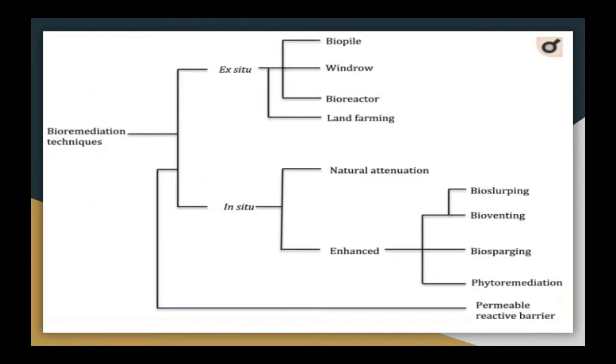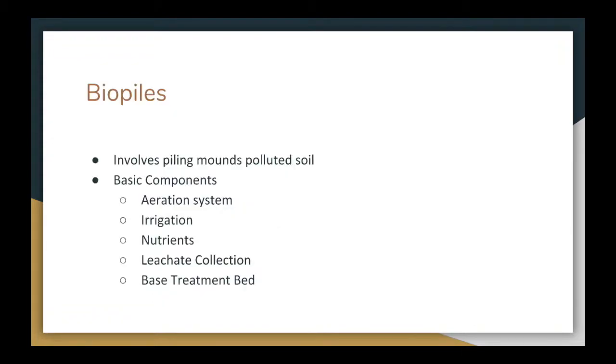As you can see in the figure, bioremediation is broken down into two main ways, ex situ and in situ. Ex situ means that contaminated material is removed from the site and remediated elsewhere. In situ remediation is when a method is introduced to the environment where the contamination is. The ex situ methods pictured here are biopiles, windrows, bioreactors, and land farming. The in situ methods pictured above are natural attenuation, bioslurping, bioventing, biosparging, phytoremediation, and permeable reactive barriers. The enhanced branch means that it is enhanced from the natural processes through some way, which is where they get the fancy names. We'll start with the ex situ methods.